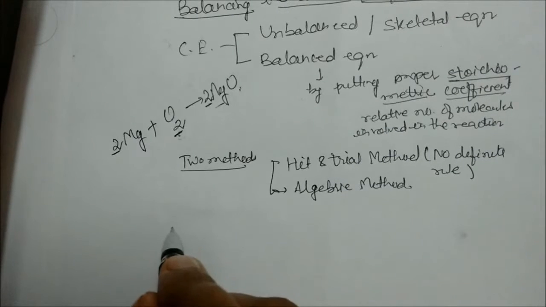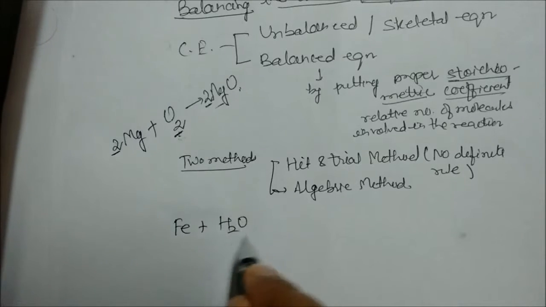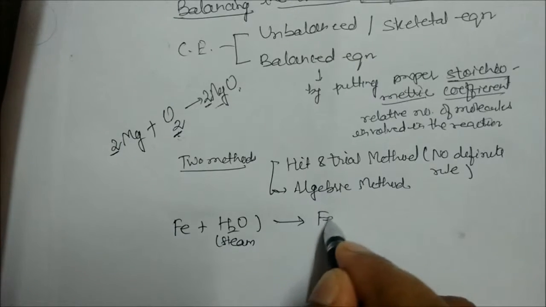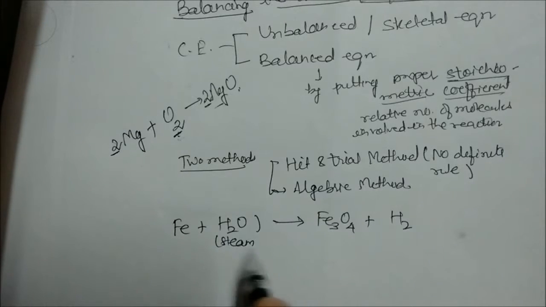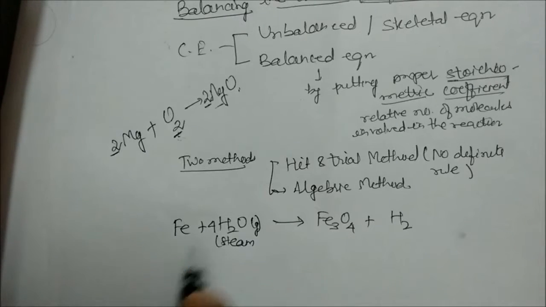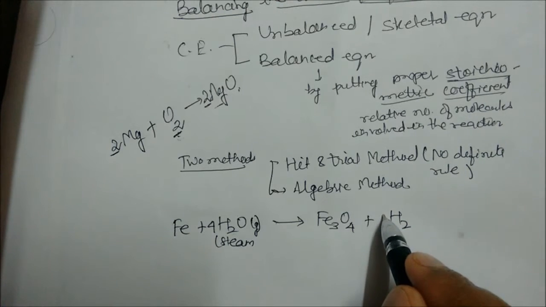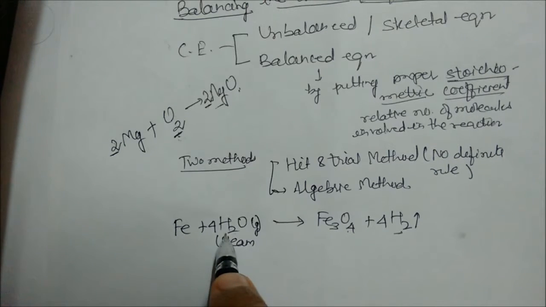Okay, so let's take one example. Suppose we have iron plus water. Water means steam. Normally steam reacts with the iron, so iron plus steam will give you Fe3O4 plus hydrogen. How to balance it? So we can see here there are 4 oxygens, so put coefficient 4 here, so oxygen is balanced, but hydrogen, how much? There are 4 into 2, 8 hydrogens on this side. So by practice, put a coefficient of 4 in front of the hydrogen gas. So we can see this hydrogen is balanced, oxygen is balanced.